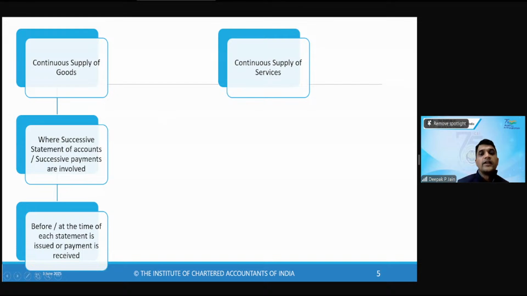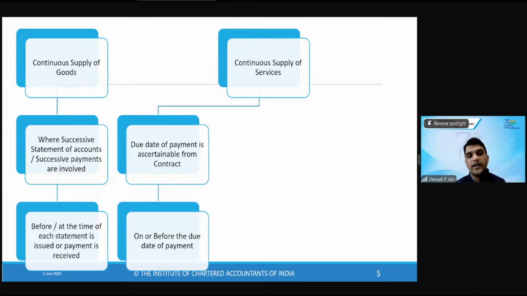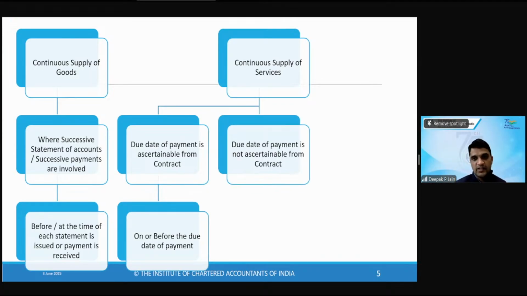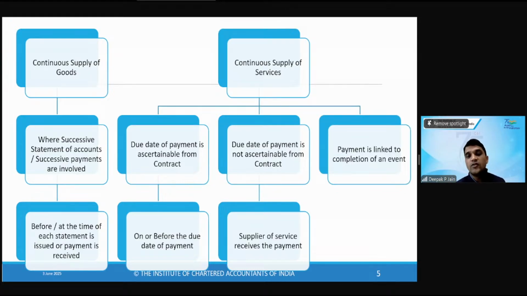Okay. Continuous supply of services where the due date of payment is ascertainable from the contract, then on or before the due date. आपके कॉन्ट्रैक्ट में आप ascertain कर सकते हो कि इस दिन आपका पेमेंट आएगा, आप कॉन्ट्रैक्ट में लिख देते हो, then उसके पहले इनवॉइस रेज करना चाहिए. When the due date of payment is not ascertainable, then when the supplier of service receives the payment, उसके पहले. Payment is linked to completion of an event.